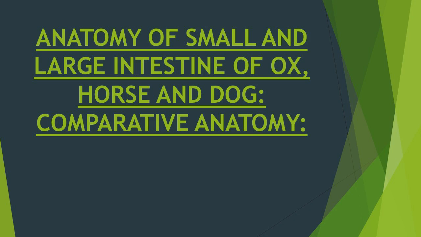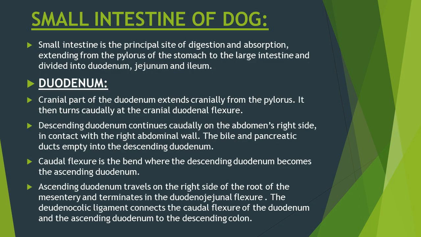Today I am going to discuss the anatomy of the small and large intestine of ox, horse, and dog. First, I am discussing the small intestine of the dog. The small intestine is the part of the gastrointestinal tract which extends from the pylorus of the stomach to the large intestine. The function of the small intestine is the digestion and absorption of food.